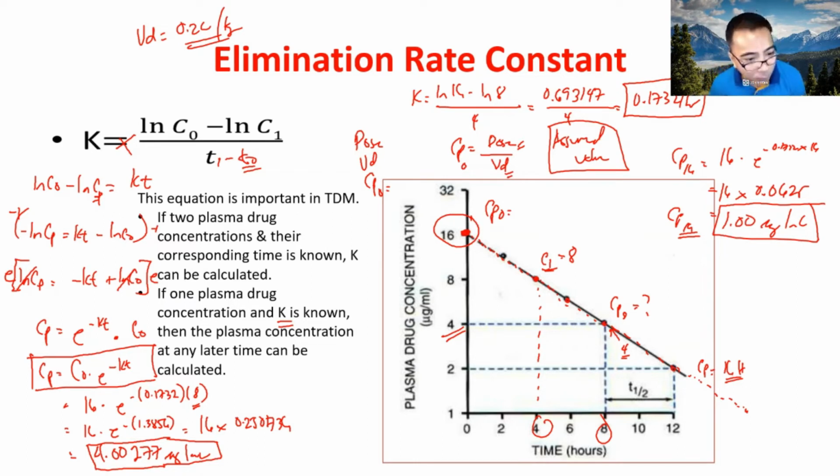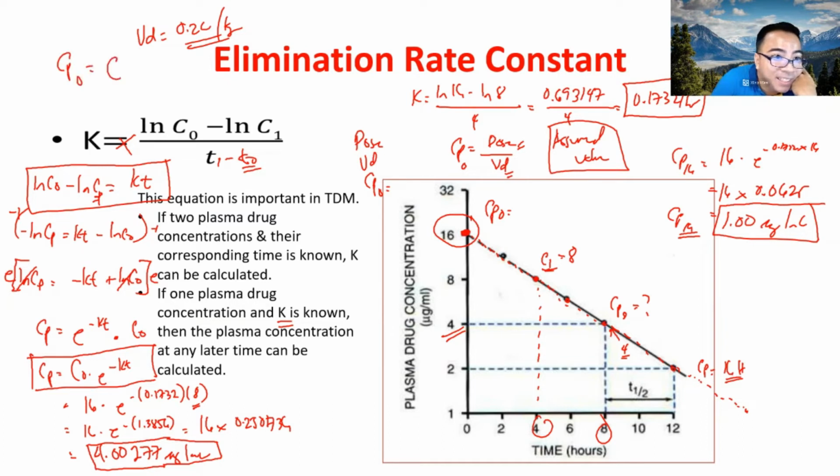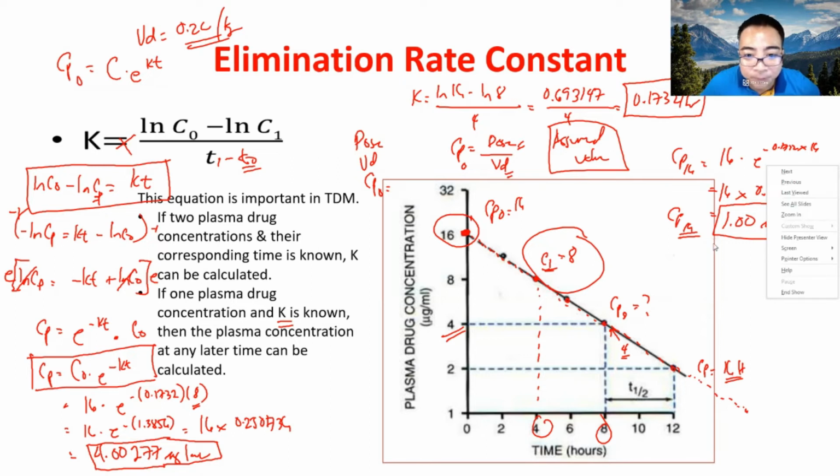So, class, similarly to how we get the concentration at any given time, we can actually determine the concentration at 0 time too, by transposing this formula. I will no longer show how to transpose it. I will just show you the final answer, which is CP sub 0 equals C times E raised to positive KT. That's the only difference, class. Don't believe me? Let's try this. I'll use C1 here to determine CP sub 0, which I know is 16. I know it's 16. Alright, wait, let's erase first here.